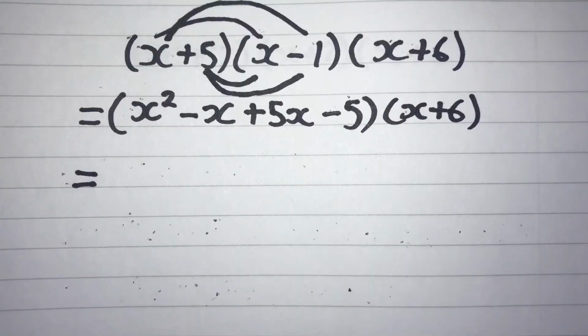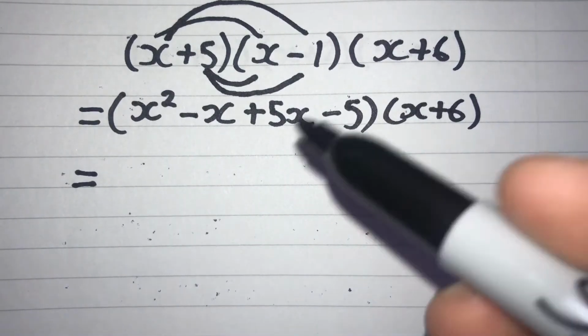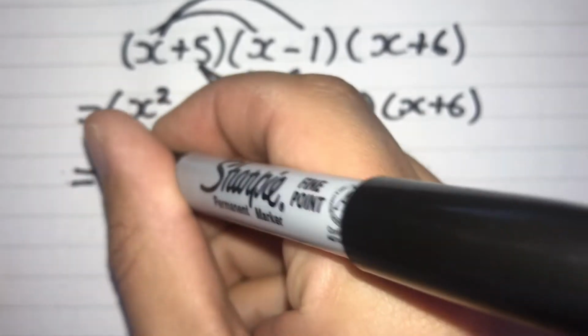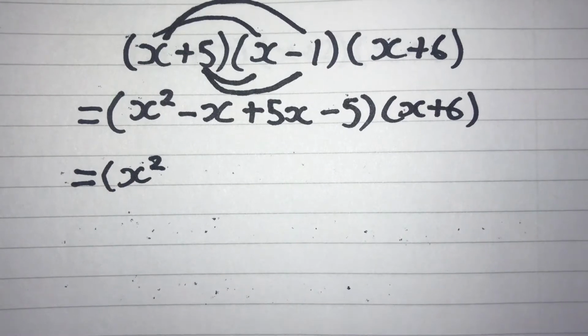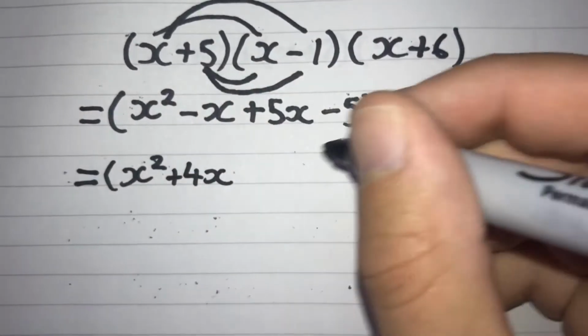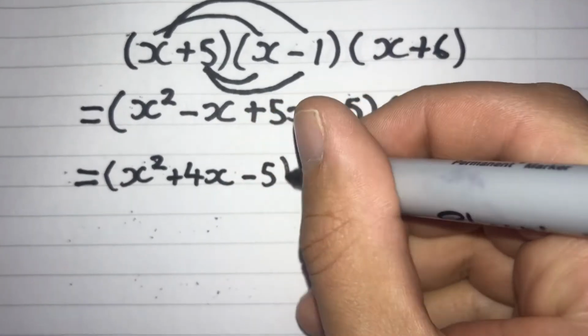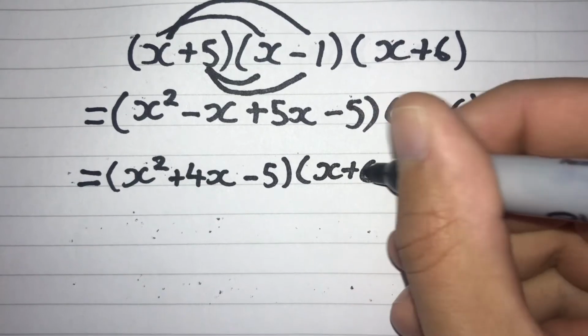Okay, so now we want to collect our like terms in this first bracket. We've just got a single x squared term, which we leave as it is. Our x terms, we have a minus x plus a 5x, well minus 1 add 5 will give us 4. So we've got a plus 4x, and then we've got a minus 5, and still multiplied by this x plus 6.